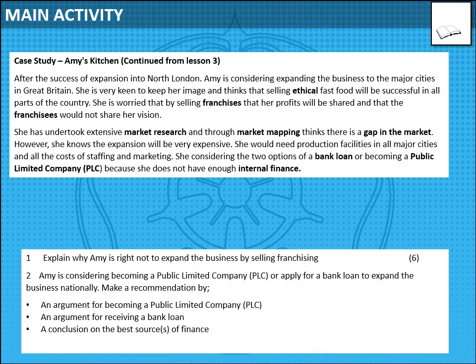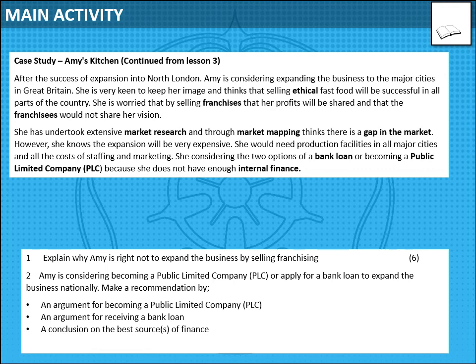Now, the case study. We've got a 6 and a 9-mark question here. So we're using the expansion of Amy's Kitchen again. So, first question there, why is she right not to expand by franchising? So, again, it's a 6-mark question. So the issue here is, I would like you to try and develop, using the case study, a chain of argument which would include 6 sentences on what is a problem with expanding through franchising. And if you have an issue, sentence 2 points with 3 sentences each.